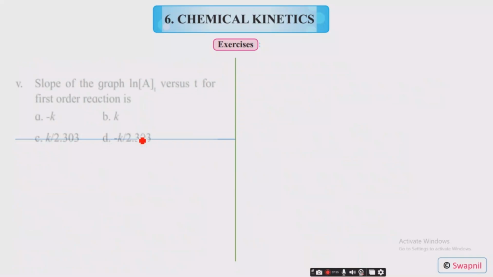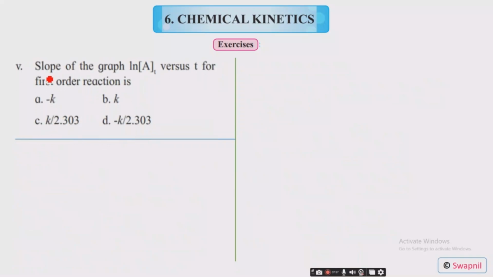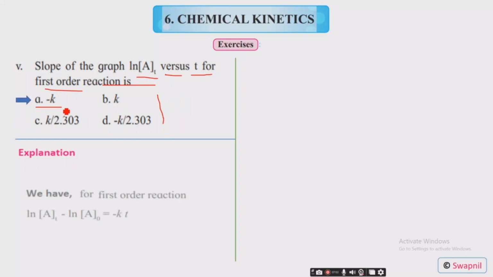So next, the slope of the graph of ln of concentration of A at time T versus T for a first order reaction is, and these are the options for the equation, and the correct option is option A, that is minus K. So let's see the explanation.